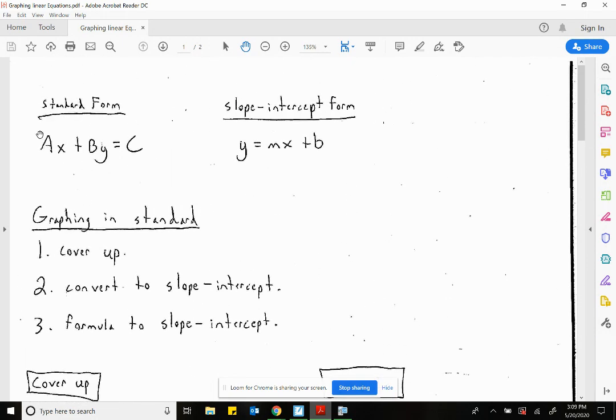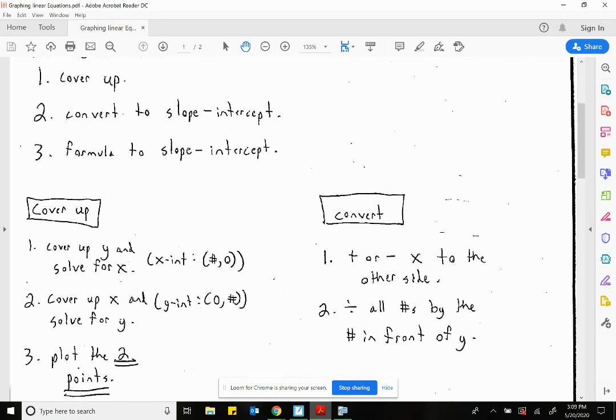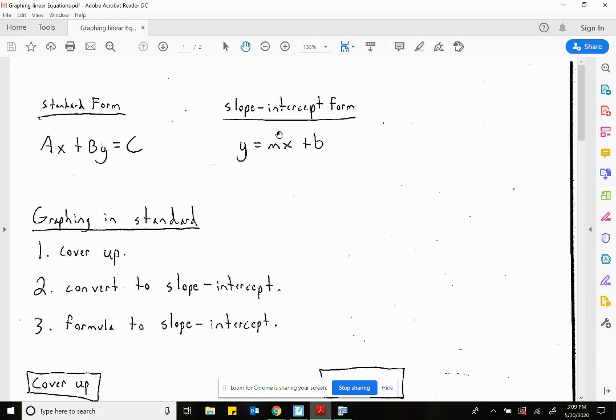So we're going to take this equation, this standard form, and we're going to convert it into this, y equals mx plus b. You do 2 steps to do that. The first step, you're going to add or subtract x to the other side. Get the x piece away from the y, okay? Because in slope-intercept, they're on opposite sides. They don't like each other.